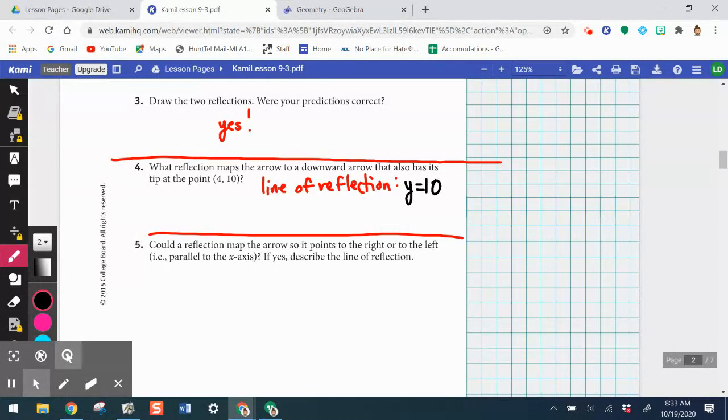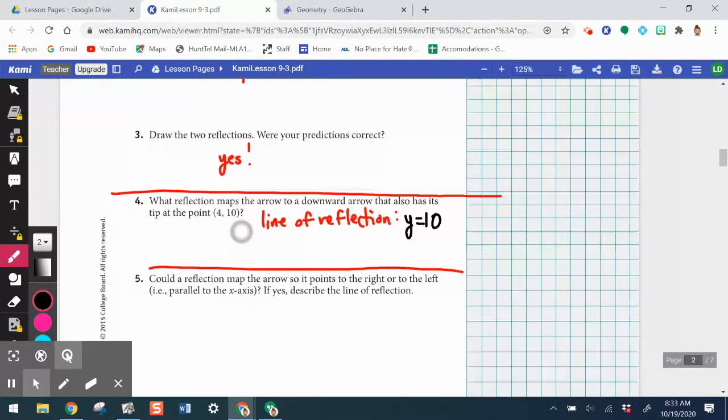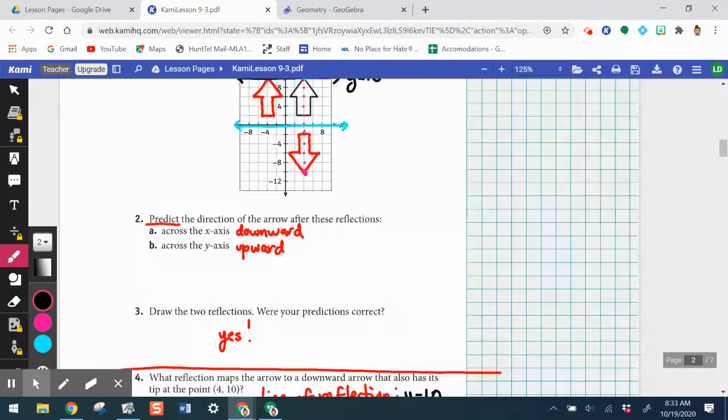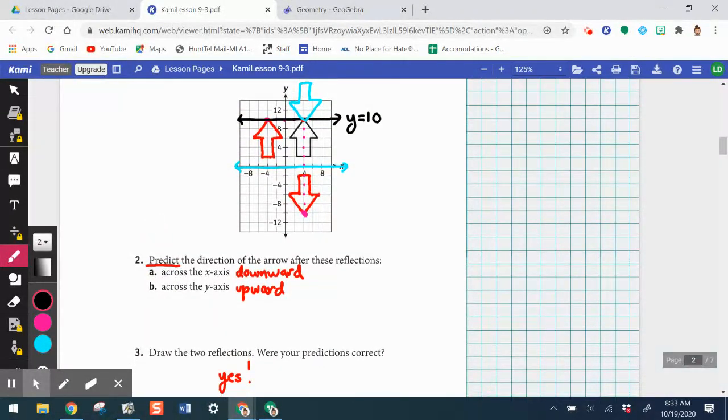So it said reflection maps the arrow to a downward arrow, so that also has its tip still at the point 4, 10. And I actually said this right here. It might just look like I'm telling you a number, y equals 10, but that's actually an equation of a line where y equals 10. So let's take a look up at our coordinate plane here.